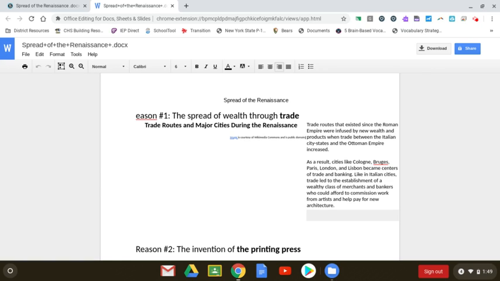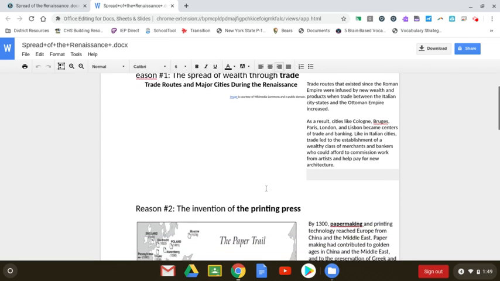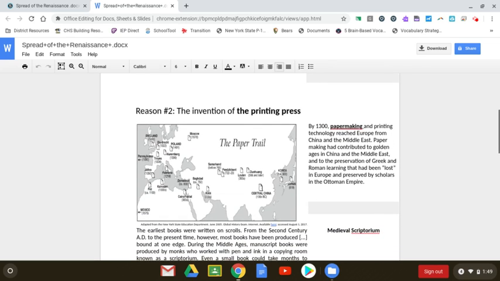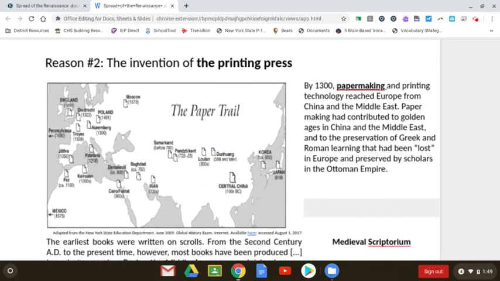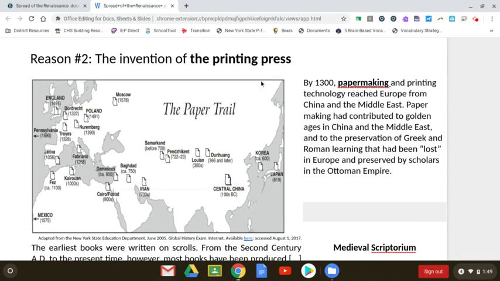On your questions, some of the questions are asking, what were some of the cities? What social classes grew as trade grew? Those are questions 1 and 2. All right, reason 2, the invention of the printing press. Thankfully we have the picture on this one. Let's see if I can maybe blow this up a little. Look at that. So this is a document here. It's a map. It shows the paper trail.